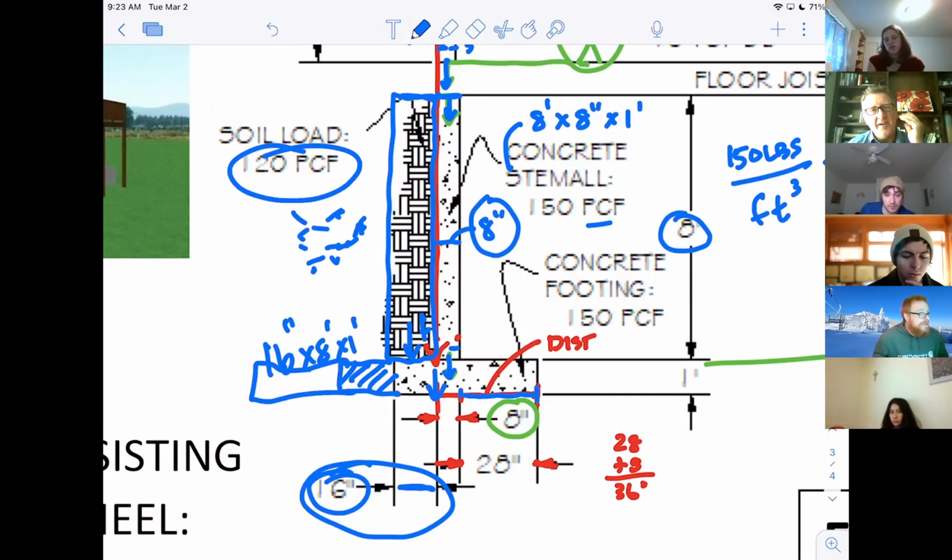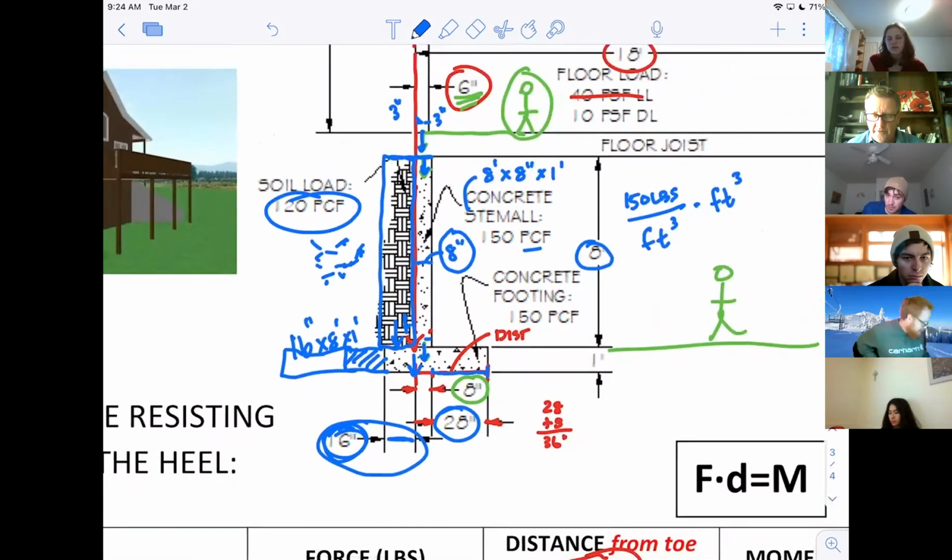So the question I asked him was, how did you know to just pick 28 for the toe and 16 for the heel? And he just told me, it's just kind of experience. But you'll be surprised in a minute how over designed this is when you actually get the answer. We only need 4,860 foot-pounds of resistance here to fix it, and you're going to get a number significantly larger than that. Well, that's a good thing. And of course, yeah, you want there to be a factor of safety built in.